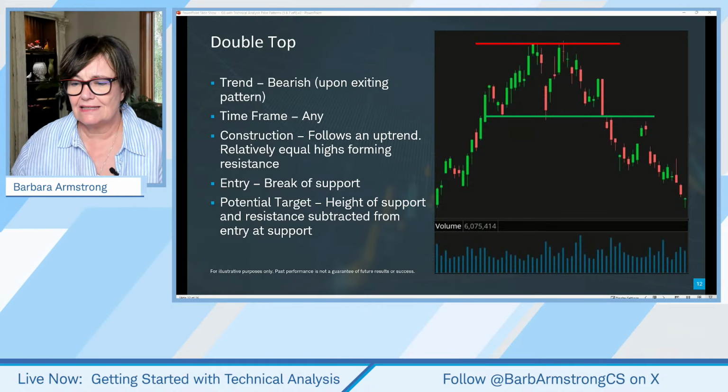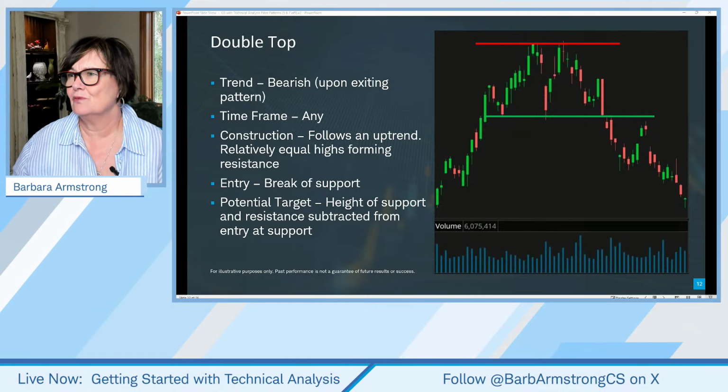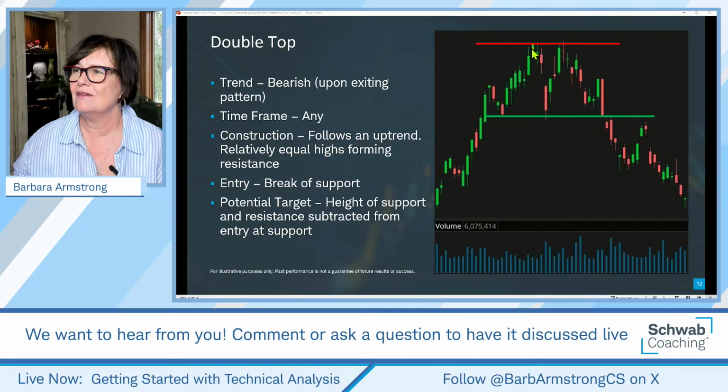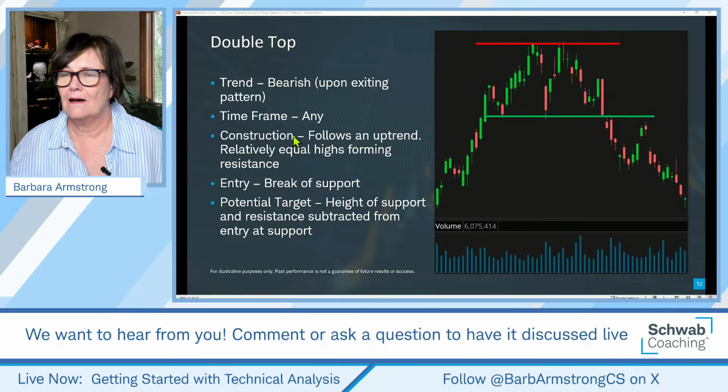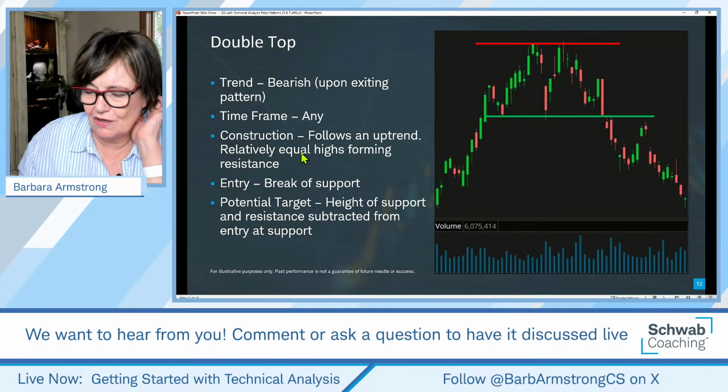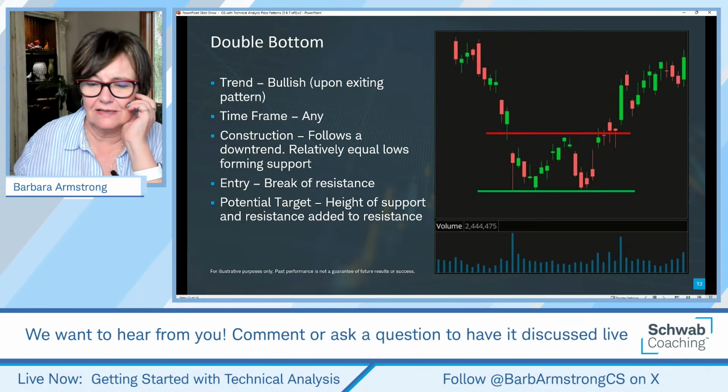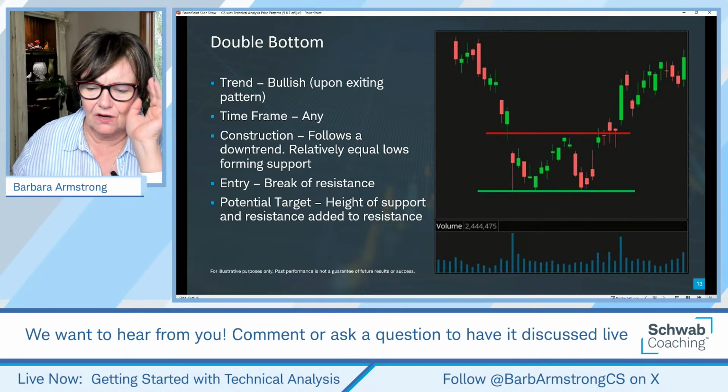So Ambrose is asking, what's the difference between a double top and a V shape? Well, you have a V shape within the double top. But we're looking for these specific patterns.